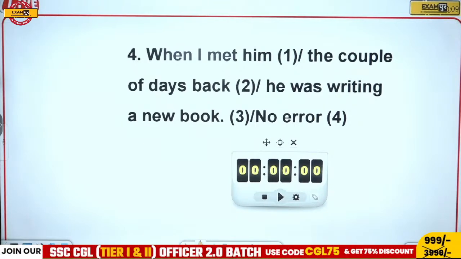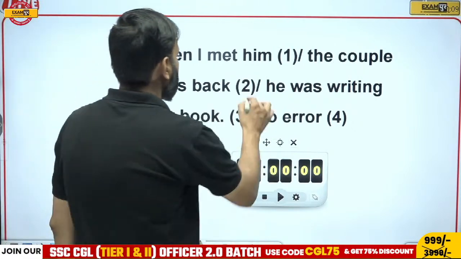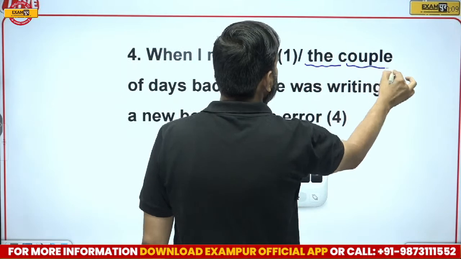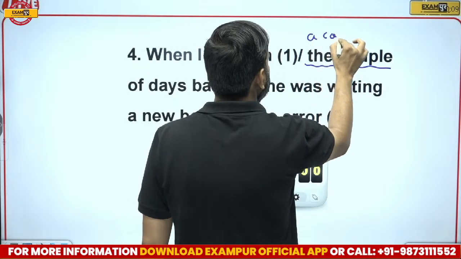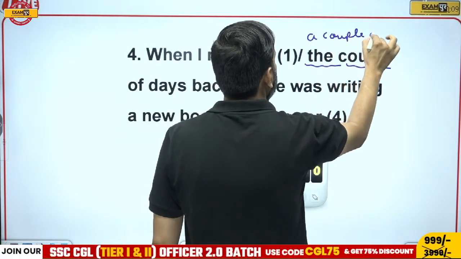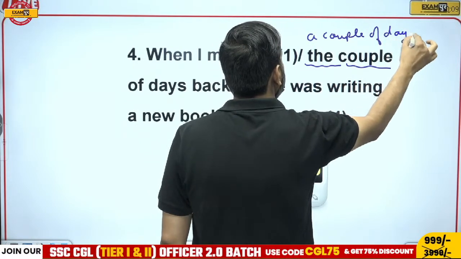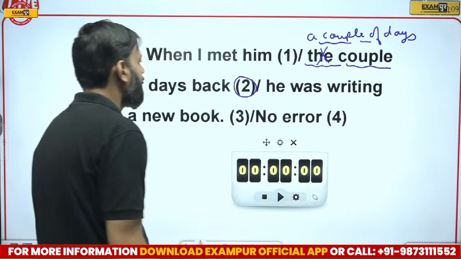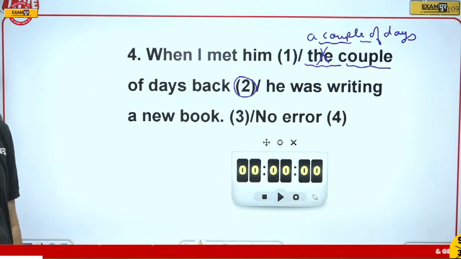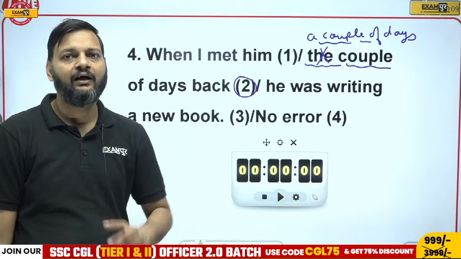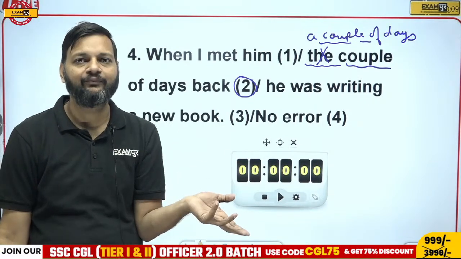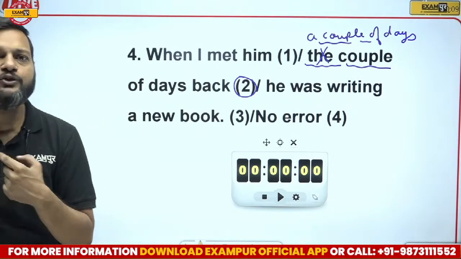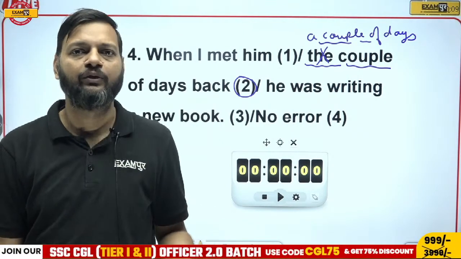When I met him, here the second part has an error. The couple of days, here the couple will be replaced by a couple of days. When I met him a couple of days back, a couple of days means 2 days back, so it is general. Now which 2 days we are talking about, it is unknown.